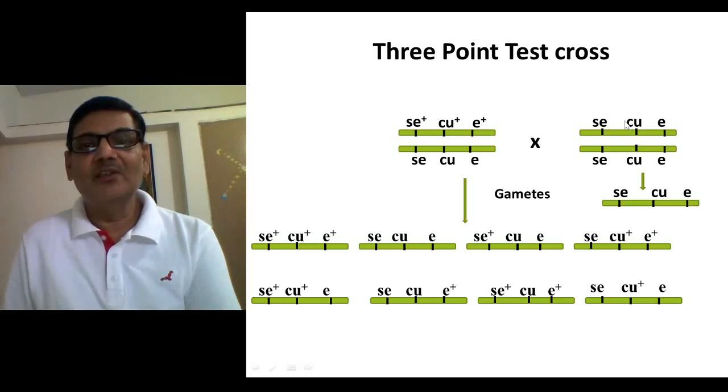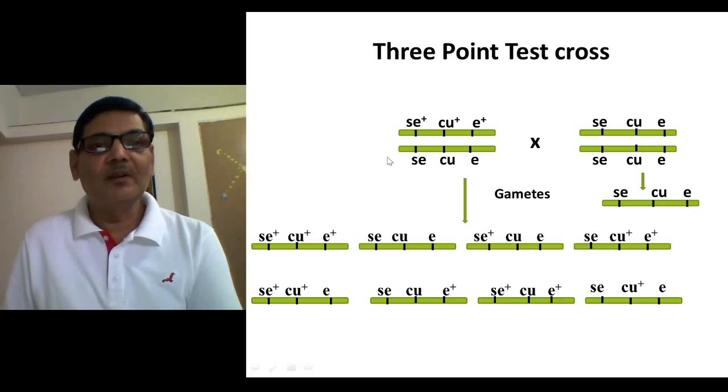If gametogenesis occurs in the mutant one, then all the gametes formed will have the chromosome on which sc, cu and e will be present, because even if crossing over occurs between these genes, there will not be any effect. So all gametes coming from this male individual, which is the recessive one, will contribute a chromosome with sc, cu and e. But in case of female, you will find 8 different kinds of gametes. So it is important to understand how 8 different kinds of gametes will be formed. That I can explain here itself.